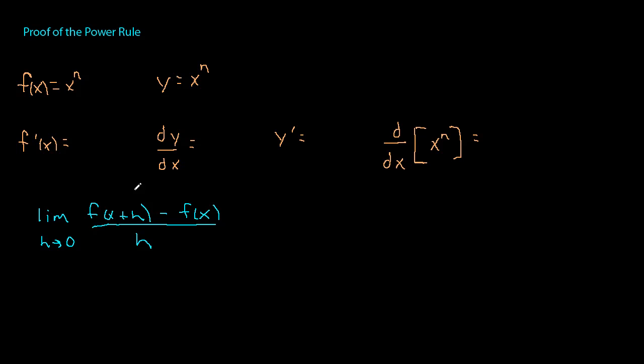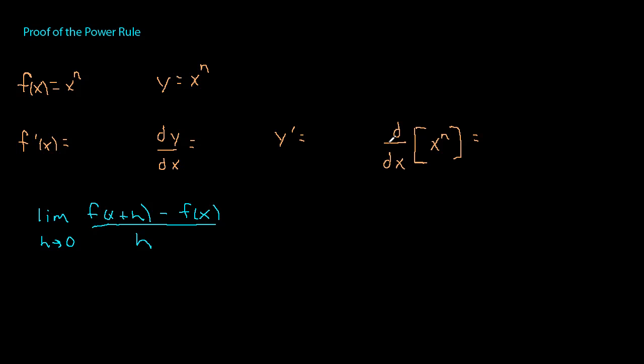So let's get started. Our function is x to the n, and I've written it here two different ways, as I usually do, just to reinforce that there are many different ways to express what you're doing. Function notation, y equals x to the n, same thing. As far as the derivative is concerned, I can say f prime of x, I could say dy/dx, I can say y prime, or this fourth one here.